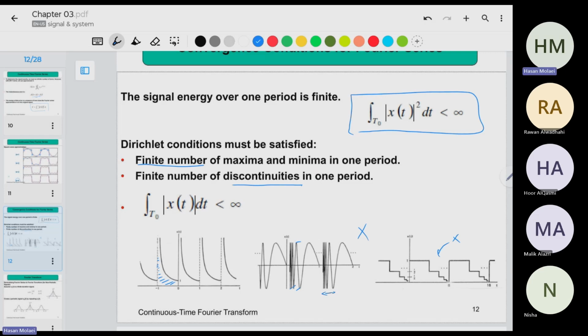So the condition is, at first, the most important one: its energy should be limited. If its energy is not limited, we cannot define it. We usually never see a signal like that. It's rare, but we should check this one. It's important.